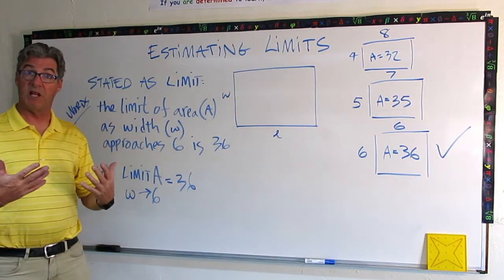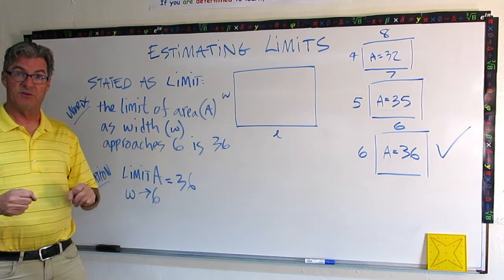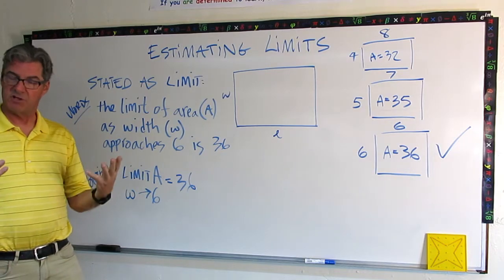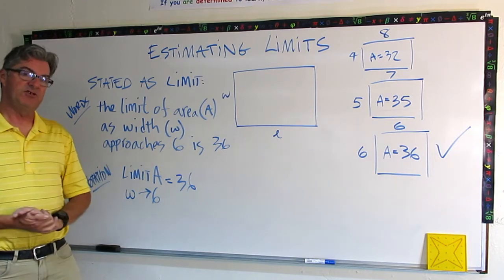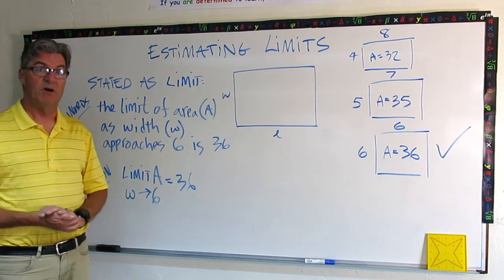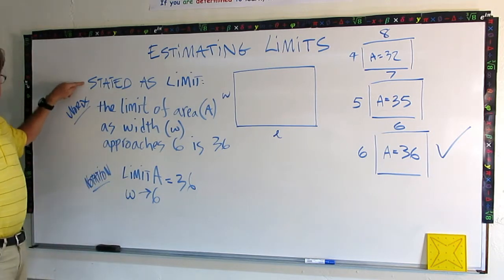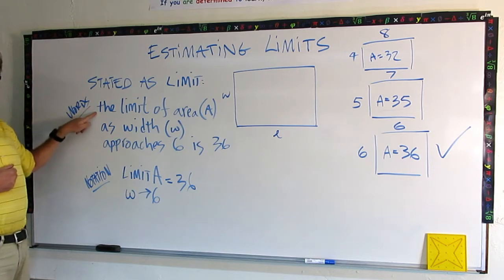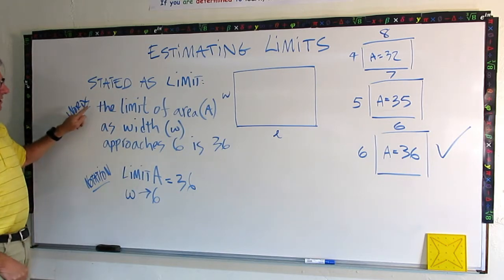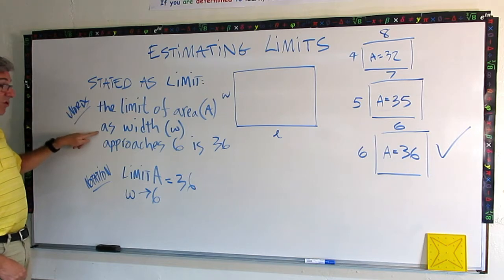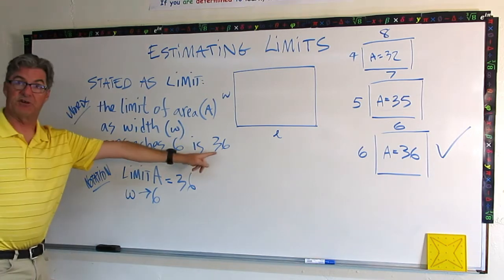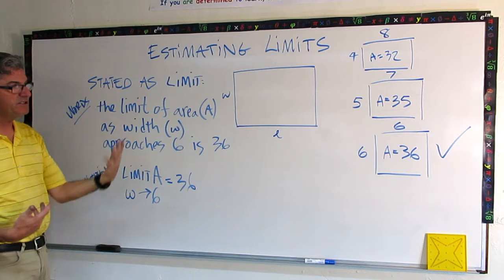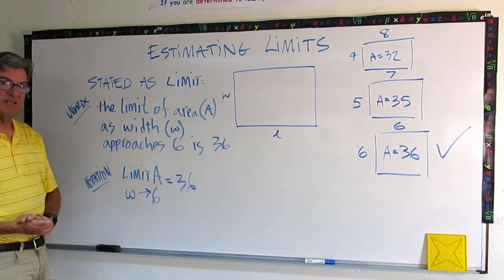Okay, so let's formalize what we just talked about. I'm going to do it 2 ways. One in words, just like we talk about a limit, and then we're going to introduce you to the notation of how limits work. So, first off, in words, this problem stated as a limit would go like this. The limit of area, which we're using A, so limit of A as width approaches 6 is 36. That's basically describing what we just did with our rectangle problem.